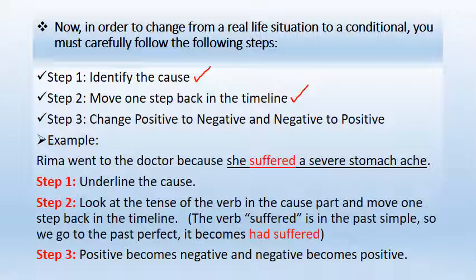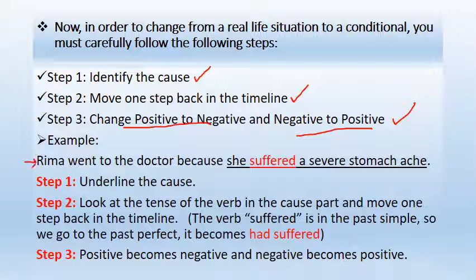Present simple, past simple. Present continuous, past continuous. Present perfect, past perfect. However, past simple becomes past perfect. Past perfect remains the same because it's the end of the timeline. Final step, you change the positive to negative and the negative to positive. Why? Because we are supposing the opposite of that reality. We are making a supposition or an assumption that is opposite of reality. That's what a conditional is.